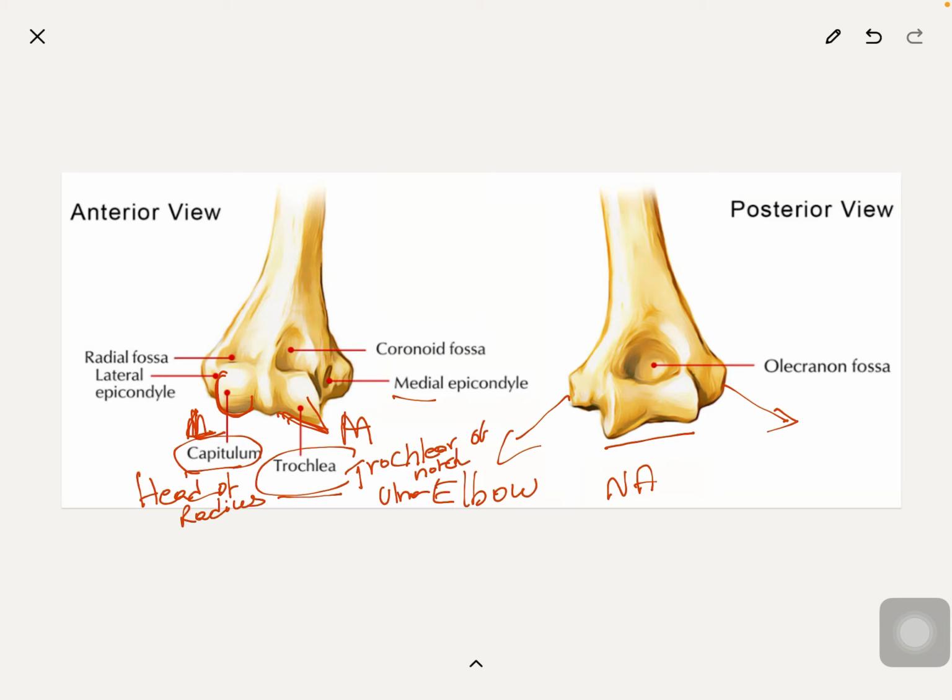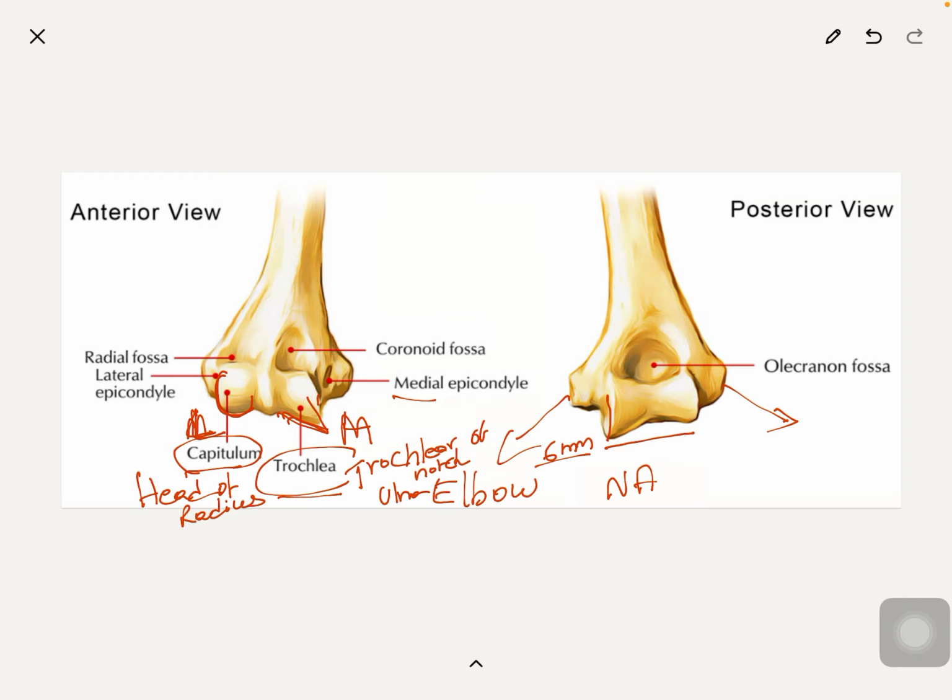The medial part of the trochlea, this is the medial flange of the trochlea, is broader than the lateral, and its medial margin extends about 6 millimeters below the lateral margin. That's why the forearm is deviated away from the upper arm in the extended and supinated position.